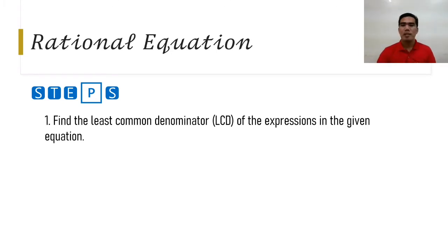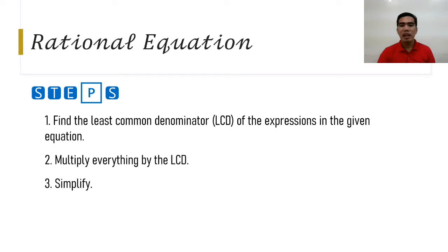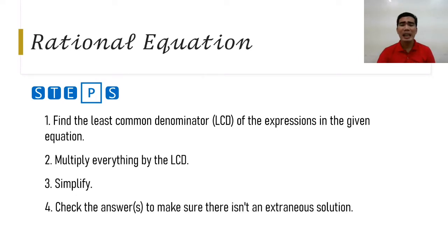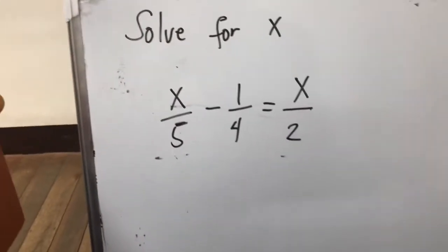In the given equation, after finding the LCD, multiply the LCD to each term or each rational expression. Then simplify; our answer should be in simplified form. If you want to check your answer, substitute it into the original expression. If both sides are equal, your answer is correct. We have here the example.